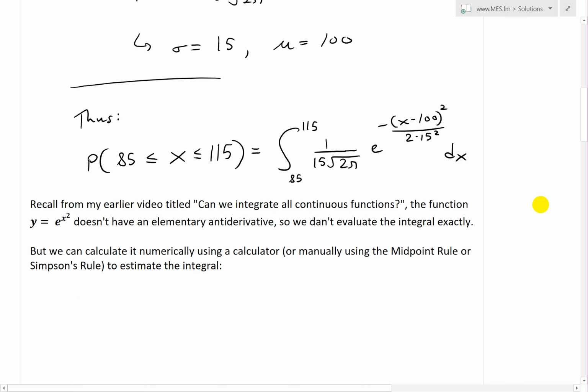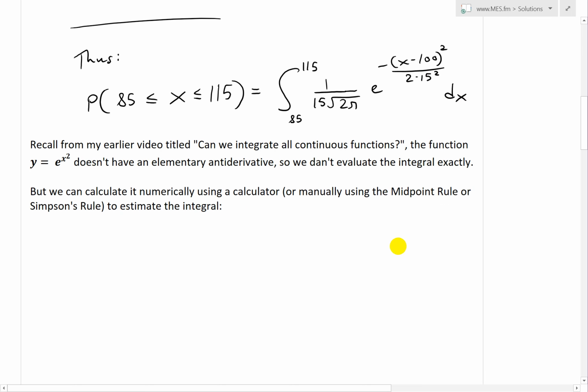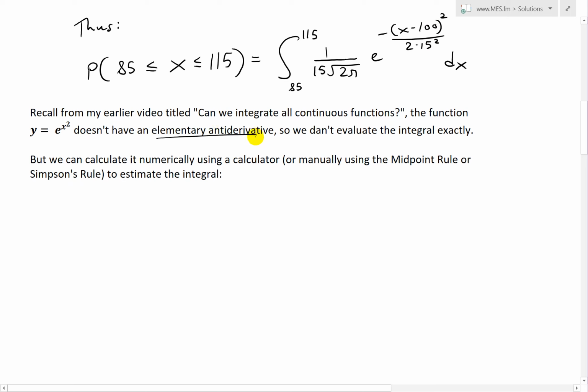Now this integral is not straightforward to solve. In fact, if you recall from my earlier video titled "Can we integrate all continuous functions?", which you can see in the video link below, the function y equals e to the x squared, or this one which is just a variation of it, involves x squared like that, and it doesn't have an elementary antiderivative. Again, make sure to read more on that in my earlier video. So we can't evaluate this integral exactly.